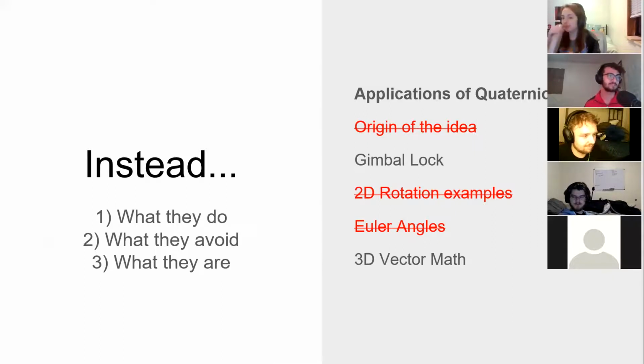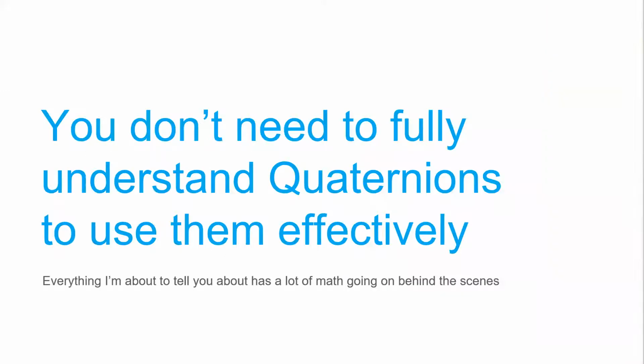2D rotation examples are not super useful, and you should probably already know what Euler angles are. And if you don't, just Google them for the next 2 minutes and you'll probably understand. But it's important to know what problem we're solving. So we're still going to talk about gimbal lock, and the 3D vector math is still kind of useful to understand the concept.